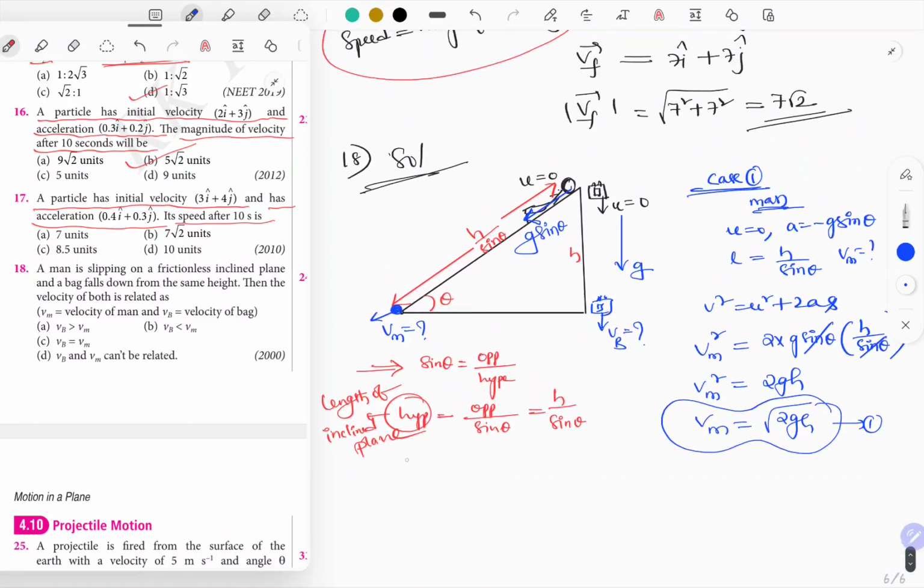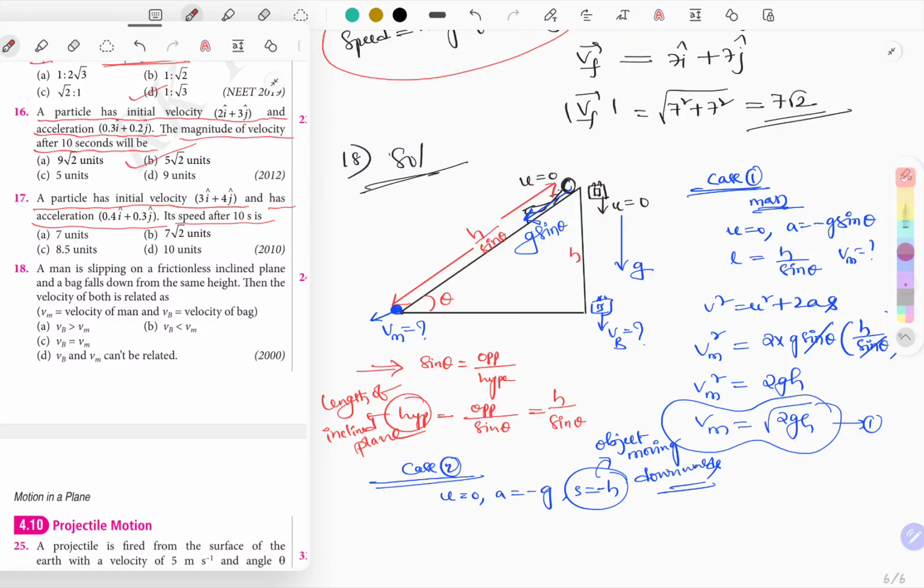Now case 2. If you observe case 2, the object is falling on the ground. u is equal to 0, a is equal to minus g, and the height it is traveling, s, is actually minus h. What is the reason for minus h? Because the object is moving downward. Here also you have to substitute. So a is negative, s is also negative because the object is moving downward. That is the reason.